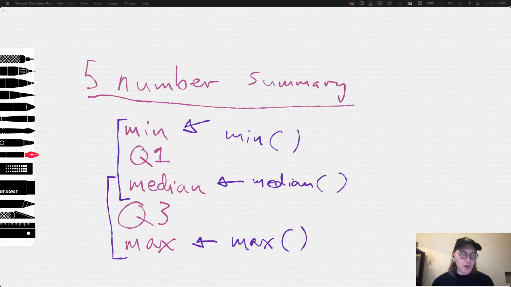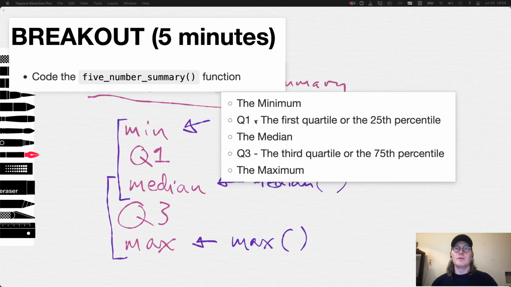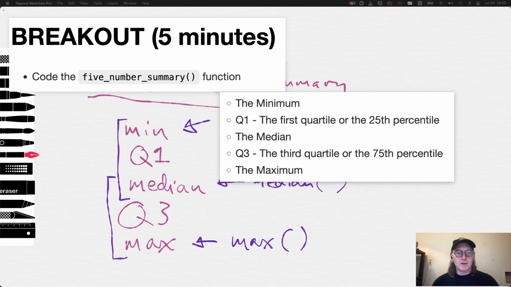So you are going to code the 5-number summary. I'm going to give you 6 minutes on this. And maybe I'll give you a nicer thing to look at here. Maybe I should give you some data. Yeah, why don't I give you a little bit of data to work with.